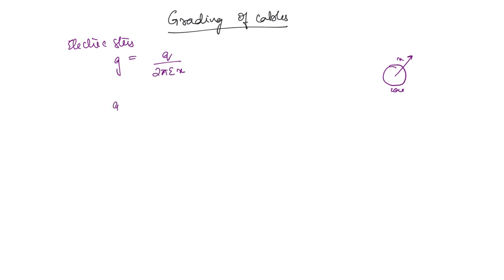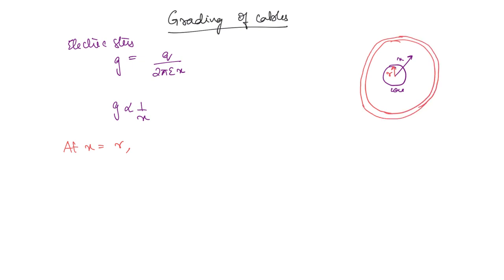Now where will the maximum electric stress be? You can see that G is inversely proportional to x. So maximum electric stress will be present when x is minimum, which is nothing but at the surface of the conductor. Therefore, at x is equal to r, the radius of the conductor, G has its maximum value, and at x is equal to capital R, where you can even draw the sheath, G will be minimum.